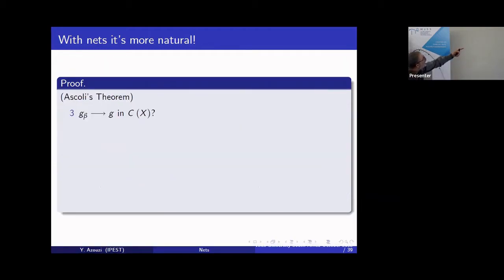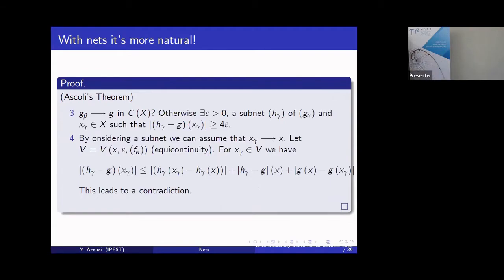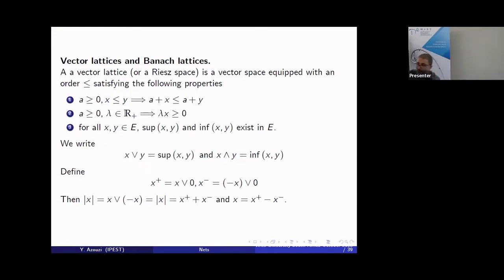Next, we show that we have convergence, not pointwise convergence, but convergence in C(X). So again, we use nets. If there is no convergence, we can find some subnet and some point x_gamma such that we have this inequality, and then we obtain a contradiction by this. We use the equicontinuity, and this is the proof. So the proof works.